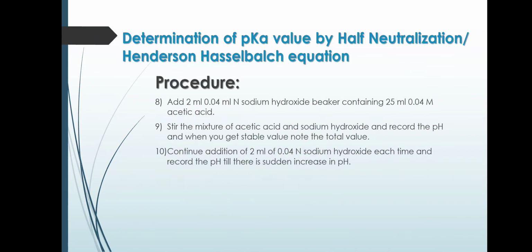Then add 2 ml of 0.04 normal sodium hydroxide to the beaker containing 25 ml of 0.04 normal acetic acid. Stir the mixture of acetic acid and sodium hydroxide and record the pH. When you get a stable value, note the value. Continue the addition of 2 ml of 0.04 normal sodium hydroxide each time and record the pH till there is a sudden increase in pH.